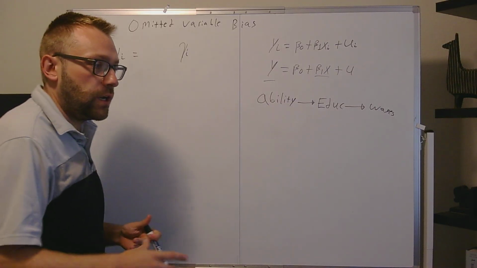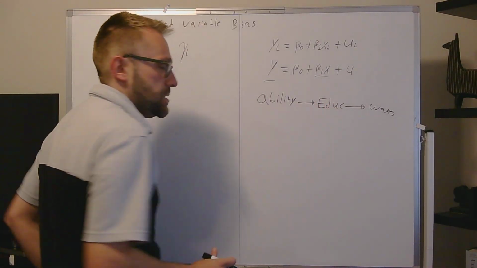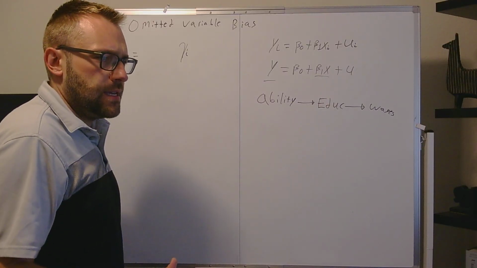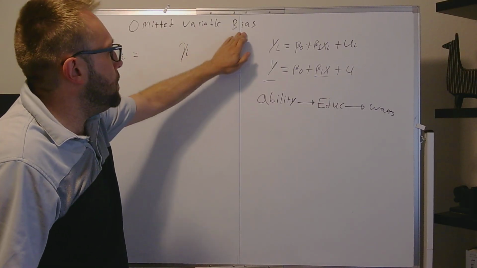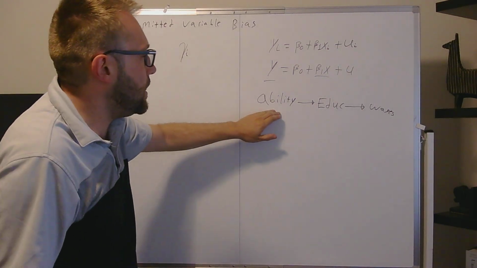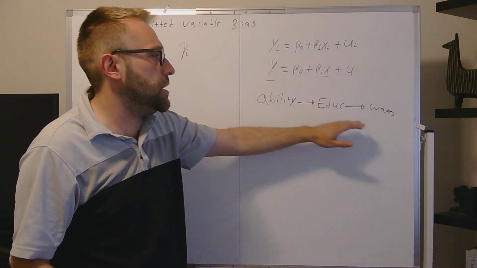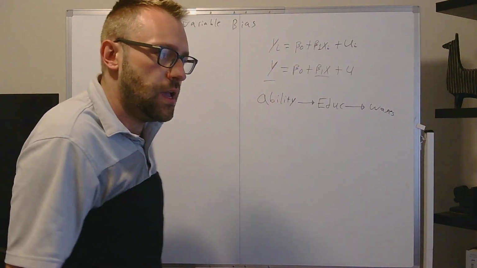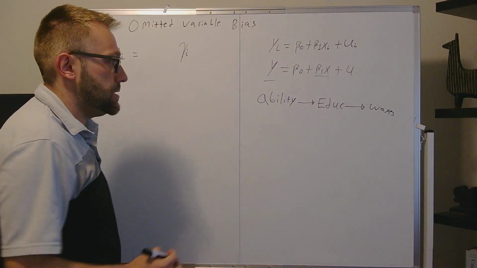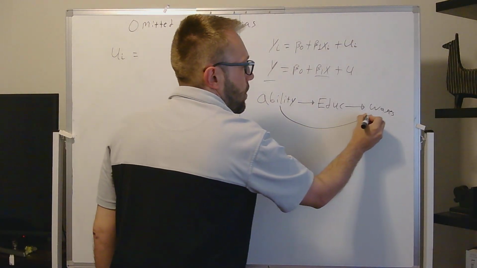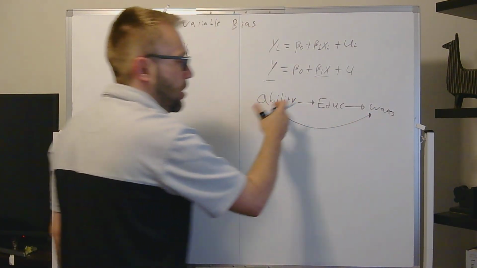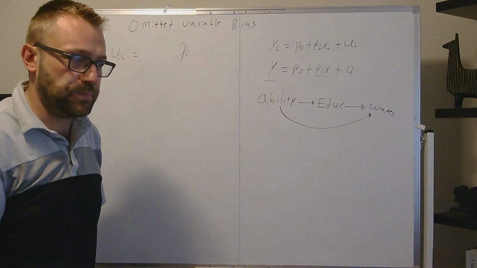That will not work, and so it doesn't feed back the other way. So that's the first thing I want to emphasize. The second thing I want to emphasize is we get omitted variable bias not only if ability affects education and it affects wages, but ability has to do two things. It has to affect education, but it also has to directly affect wages.